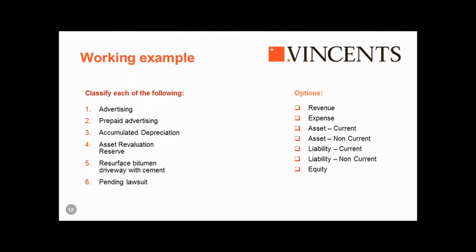Resurface the bitumen driveway with cement. So you have your premises, where over the years the water's got in, the bitumen's gone everywhere, it's cracked, there's holes, there's potholes. They rip the whole lot up and stick a really nice concrete slab down. It costs $200,000. That's it. The alternative? Expense. Yeah. So it's going to be an asset or an expense.